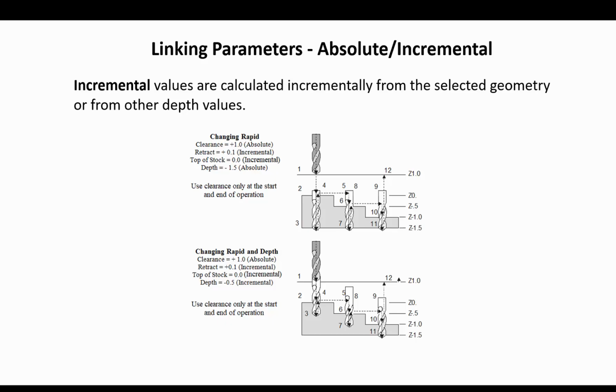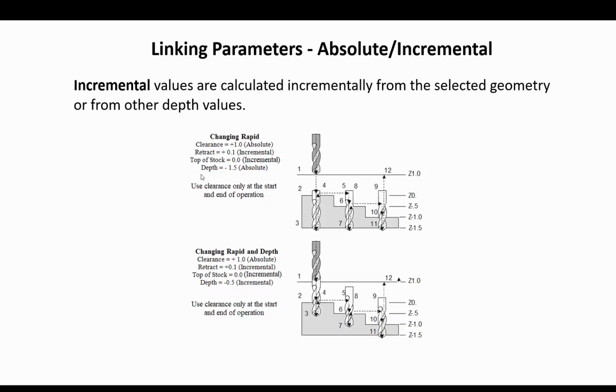The following diagram illustrates two most commonly used depth settings. This example is for a drilling toolpath and shows tip compensation active. For a drilling toolpath, the retract height is the height from which the tool feeds into the material. For other milling toolpaths, that is the feed plane. In the first case, we have clearance set to absolute and 1 inch. Retract is set to 100 thou and incremental. Top of the stock is set to 0 and incremental, and the final depth is set to minus 1.5 and absolute.